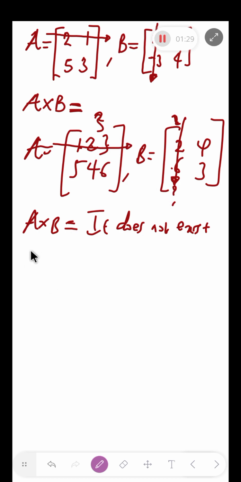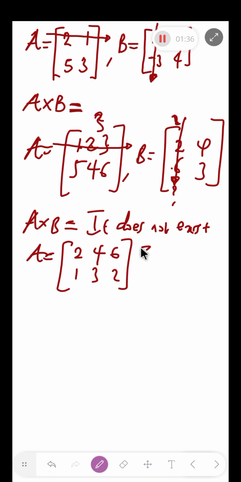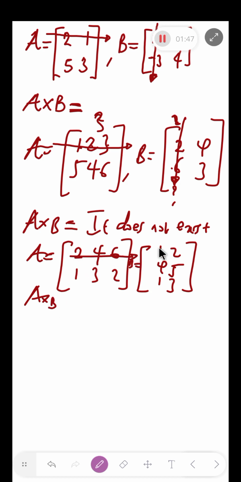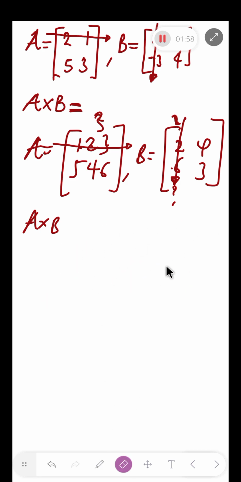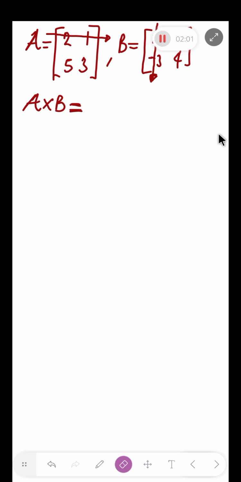So that means that if I have another question of this form, 2, 4, 6, 1, 3, 2 times 1, 2, 4, 5, 1, 3. If B is equal to this, does this exist? Yes. A times B exists. Is that not correct? Yes. Because on this first row, you have 2, 4, 6. And on this first column, you have 1, 4, 1. You have 3 digits, you have 3 digits. So you can go ahead and multiply. So you have to take note of that rule, because not all products do exist.